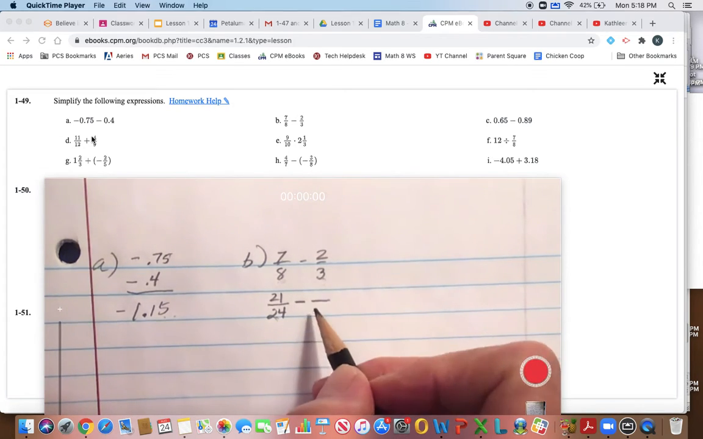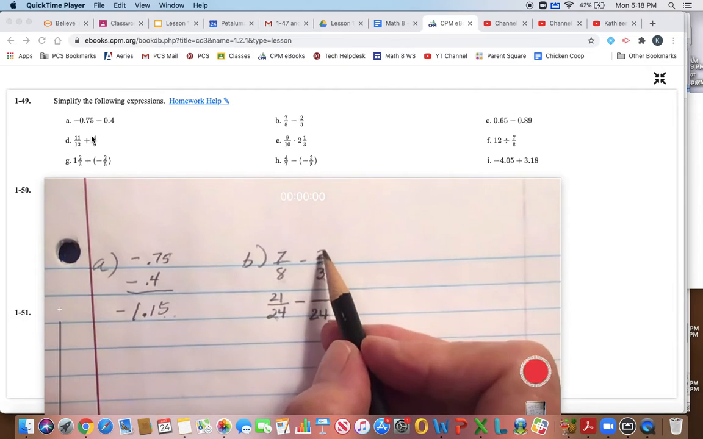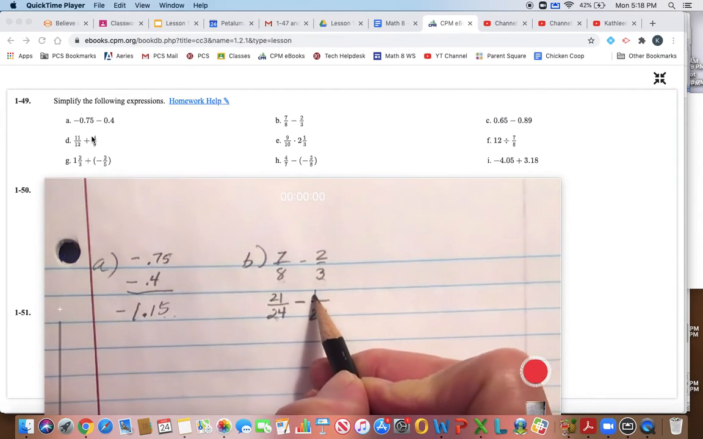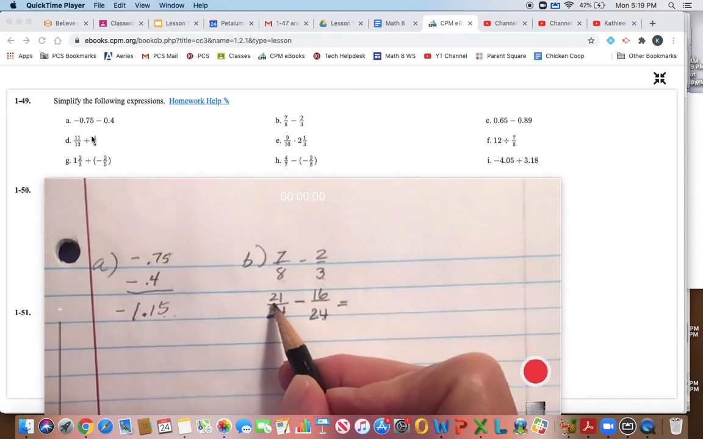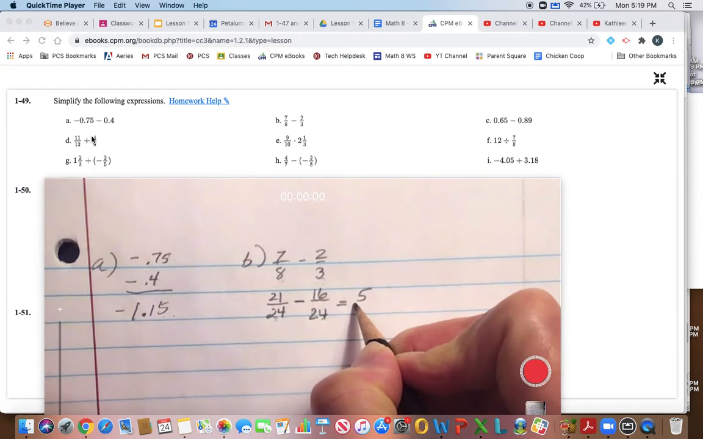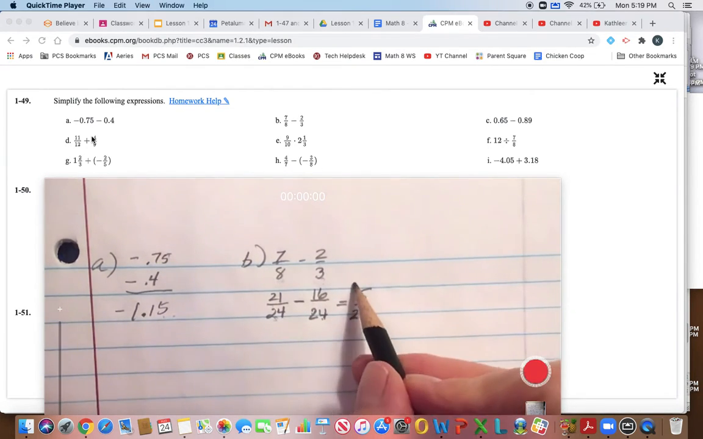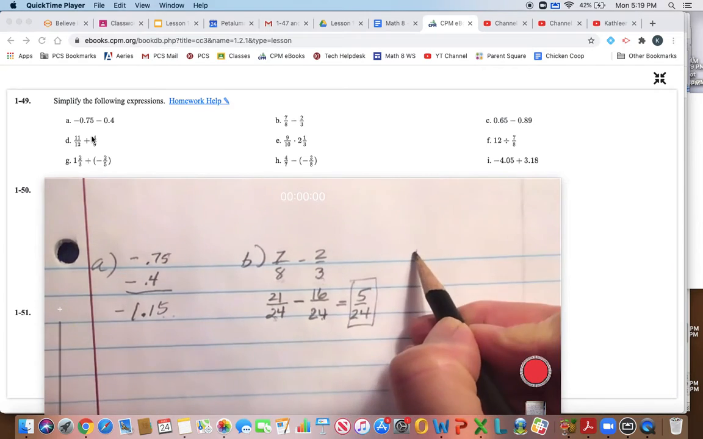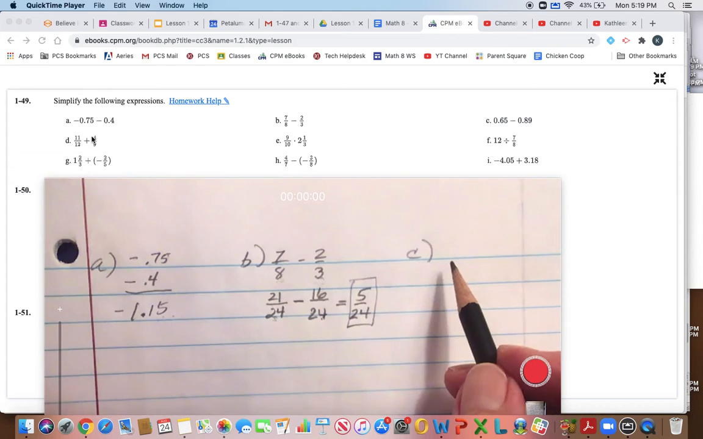minus, and let's see, 3 times 8 is equal to 24. So 2 times 8 would be 16. So now we have a common denominator, and we can subtract 16 from 21, and we get 5. So 5/24 is our answer. The last problem here, C, on the top, is also decimals.